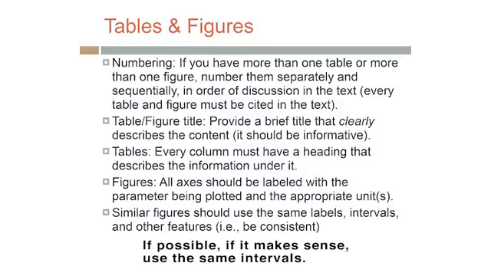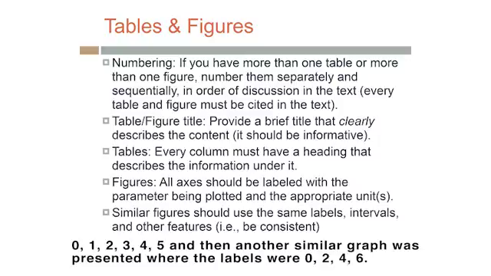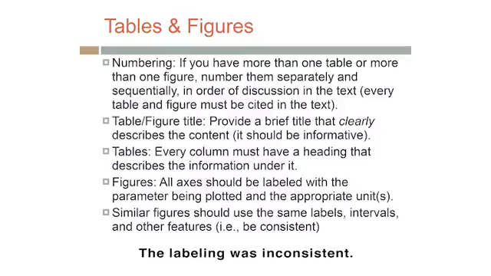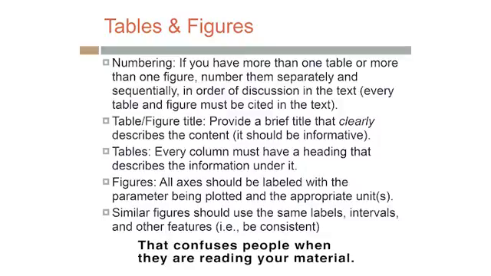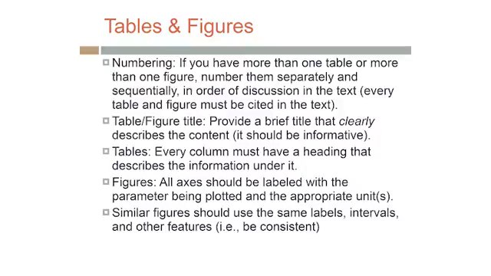Use the same intervals. So for example, I've seen people do 2 graphs and in one of them, the x-axis was labeled 0, 1, 2, 3, 4, 5. And then another similar graph was presented where the labels were 0, 2, 4, 6. So the labeling was inconsistent. That confuses people when they're reading your material. So make sure you're as consistent as possible across your tables and figures.